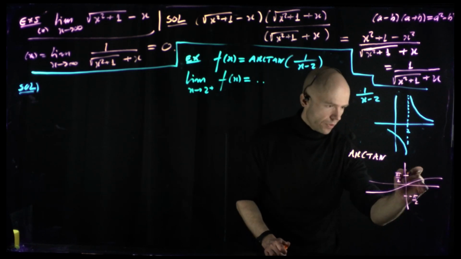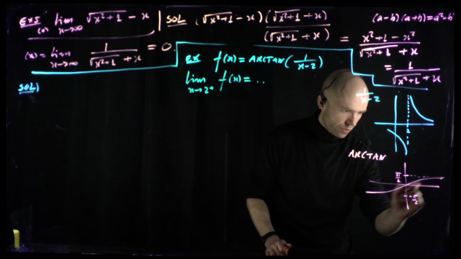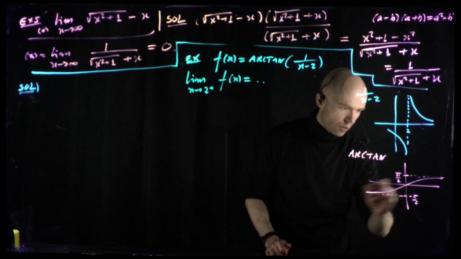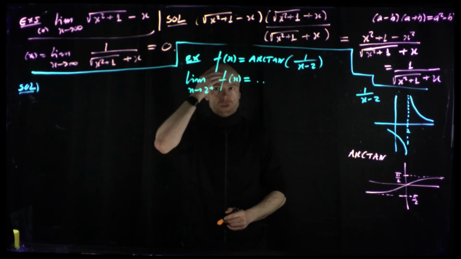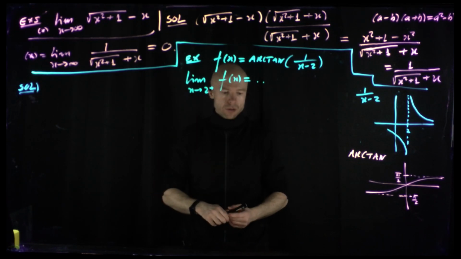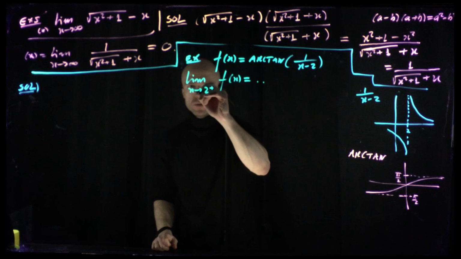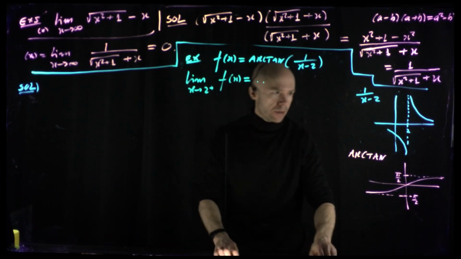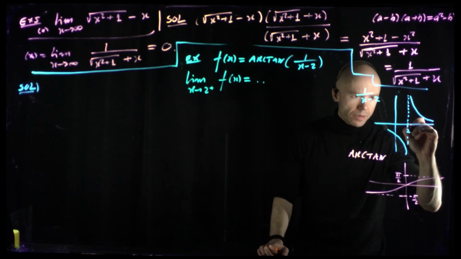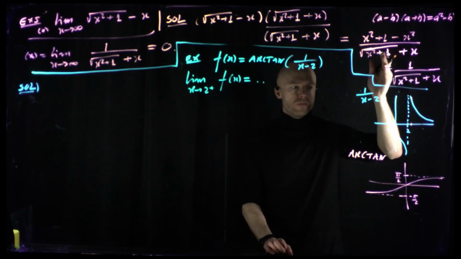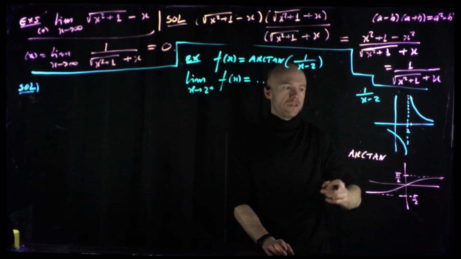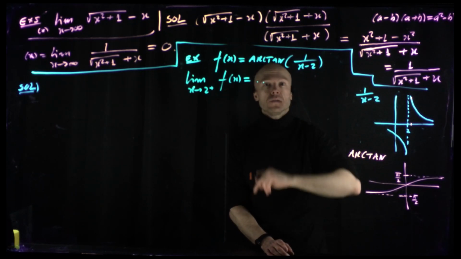And as we go towards infinity, we get closer and closer to pi over 2. So what are we doing in this question? We're taking the limit as x goes to 2 from the right-hand side. So let's take some arbitrary x very, very close to 2, but to the right of 2. Then 1 over x minus 2 sends it way up here towards infinity. And that's the thing that we plug into arctan.